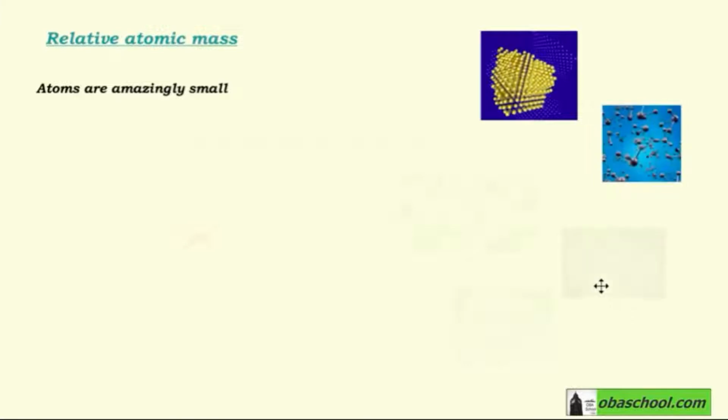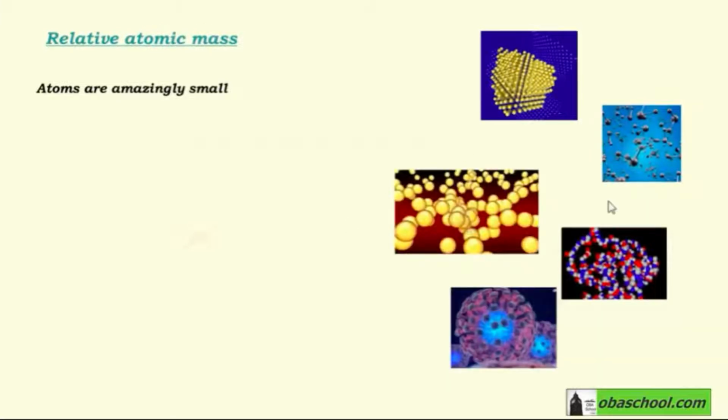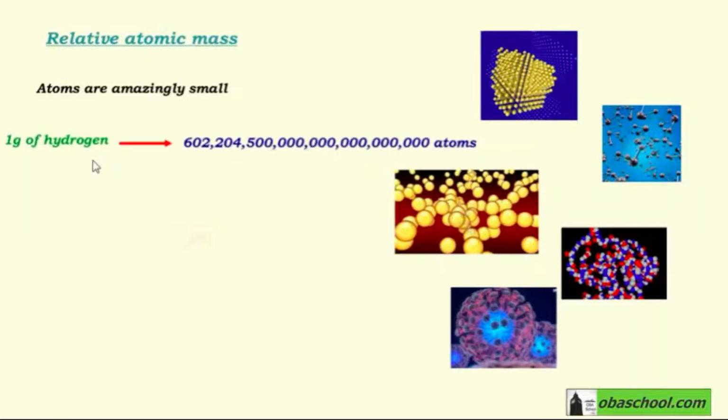As you can see in these pictures, we have atoms seen under the microscope, since usually atoms cannot be seen with the naked eye. If we want to weigh 1 gram of hydrogen, we have to count a very, very huge number of atoms. Look how big this number is. So we conclude that atoms are extremely small and very lightweight. Masses of atoms are not measured in grams.